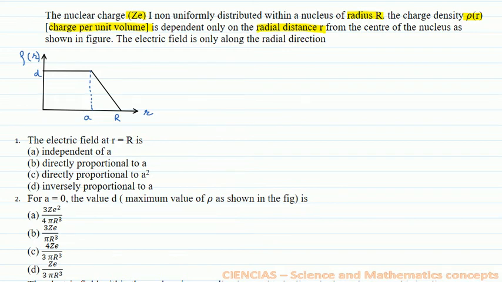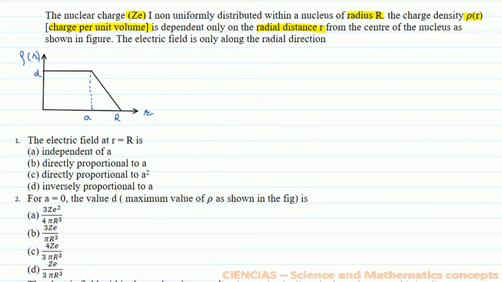So here we are being told that there is a nucleus in which the charge is equal to Ze, which is non-uniformly distributed, and the radius of the nucleus is R, and its volume charge density is rho(r), which is dependent only on the radius from the center of the nucleus. The graph shows on the y-axis rho(r), that is charge per unit volume, and on the x-axis the radius.